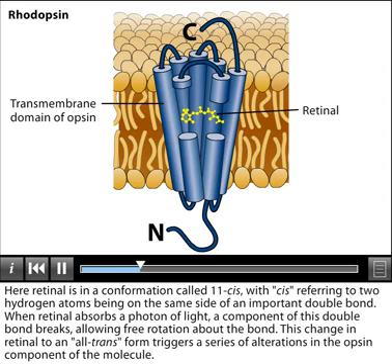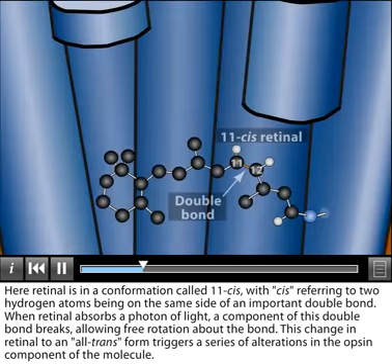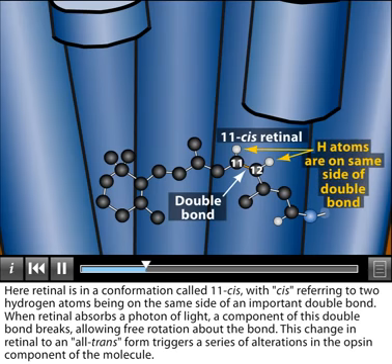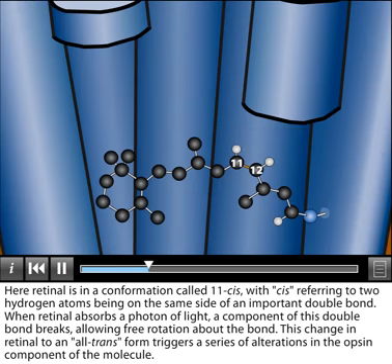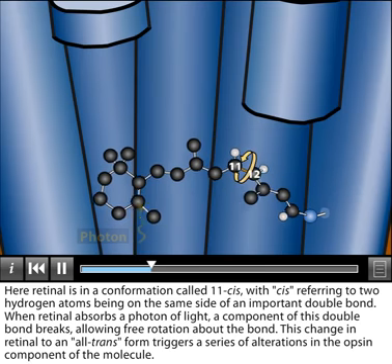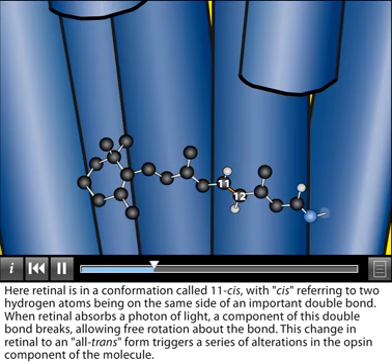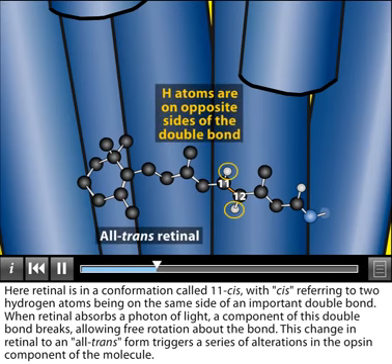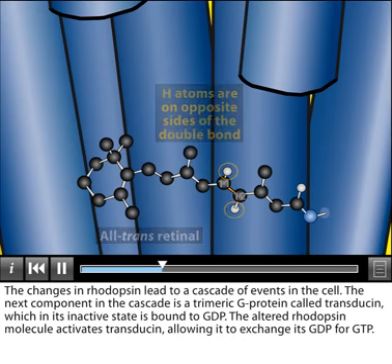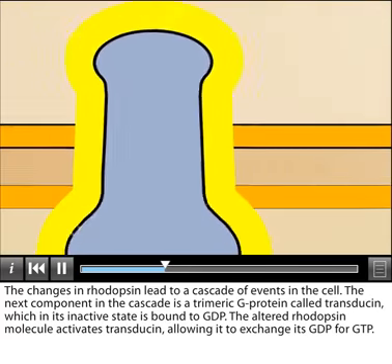Here, retinal is in a conformation called 11-cis, with cis referring to 2 hydrogen atoms being on the same side of an important double bond. When retinal absorbs a photon of light, a component of this double bond breaks, allowing free rotation about the bond. This change in retinal to an all-trans form triggers a series of alterations in the opsin component of the molecule. The changes in rhodopsin lead to a cascade of events in the cell.